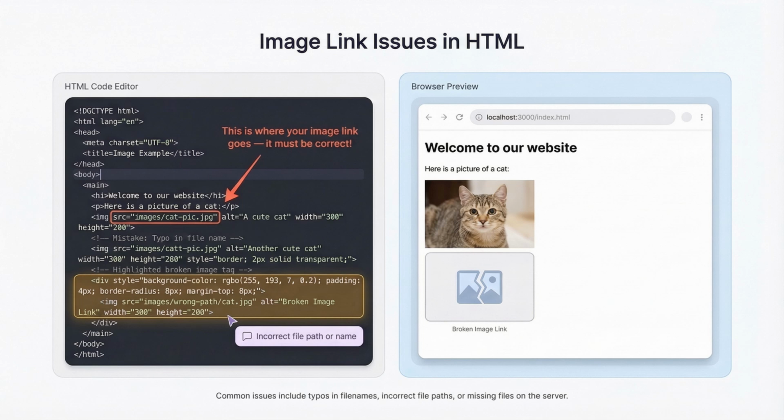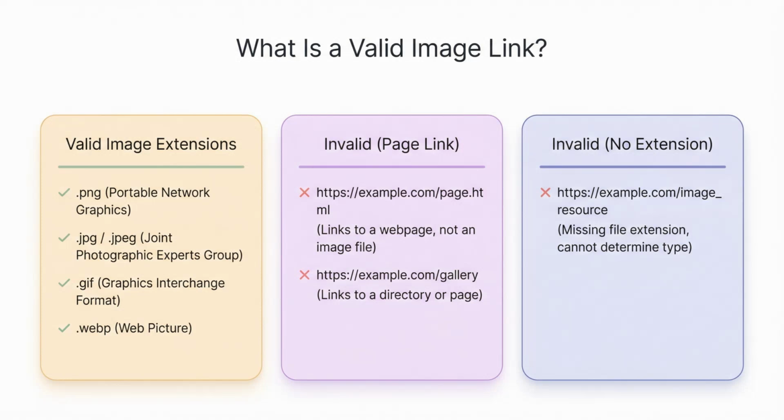If anything is wrong here, a typo, a wrong path, or the wrong kind of link, your image simply won't load. That broken image icon is the browser's way of telling you it couldn't find what you pointed it to. A valid image link must point directly to an image file, not a web page. Image files end with extensions like .png, .jpg, .jpeg, .gif, or .webp.